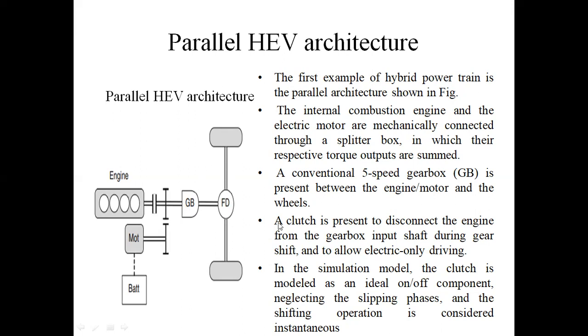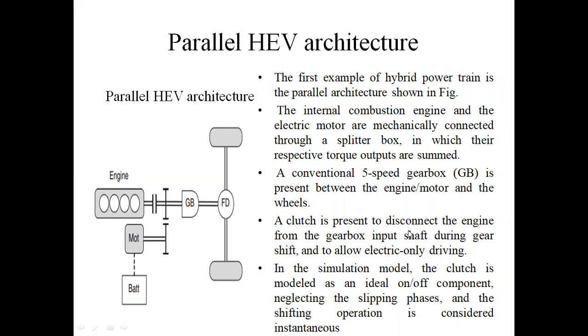Next, here is the clutch. The clutch is used for connecting and disconnecting the power from the engine to the wheels. The clutch is present to disconnect the engine from the gearbox input shaft. This clutch is used for disconnecting the engine from the gearbox during gear shifts and to allow electric-only driving.